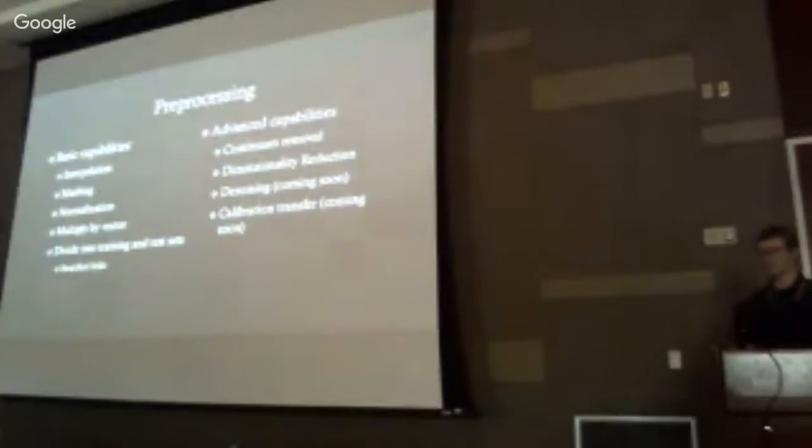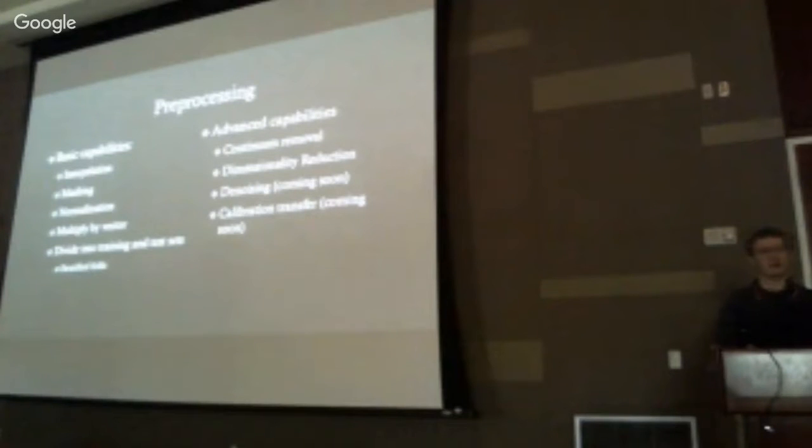So the steps are sort of organized into a few categories. First is pre-processing. We have a bunch of basic capabilities, things like interpolation. If you load two data sets that have slightly different wavelength bins, you can interpolate one onto the other. If you have areas of the spectrum that you want to ignore for some reason, either they're bad data or you just don't want to see the lithium line for some reason, you can mask it out.